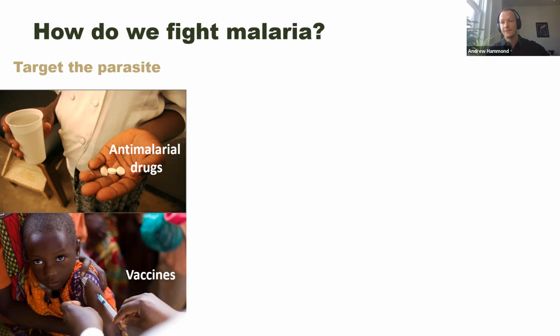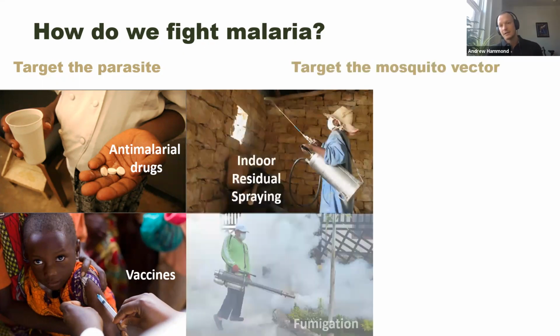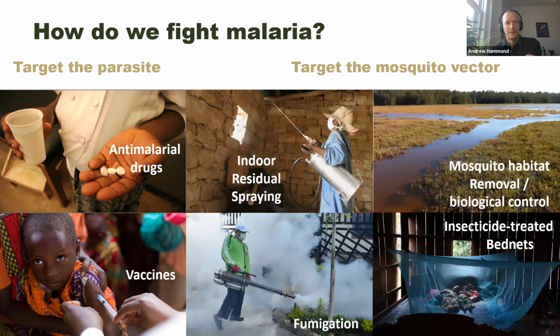But right now, we don't have something that is suitable for mass use in the regions where people are most affected. But what I can say is that we do have very effective ways of controlling malaria at the moment based on targeting the mosquito vector. And to do this, there are several strategies, and almost all of them rely upon the use of insecticides. So for this, it will include indoor residual spraying. It would include removing habitats and biological control, insecticide-treated bed nets. And there are some strategies based on fumigation, which in some contexts may be effective, but for malaria control, this is generally not an effective strategy.